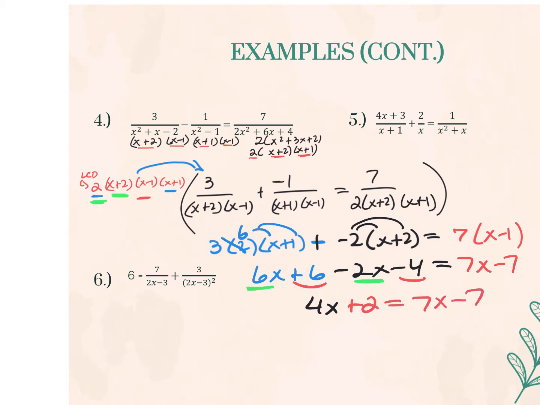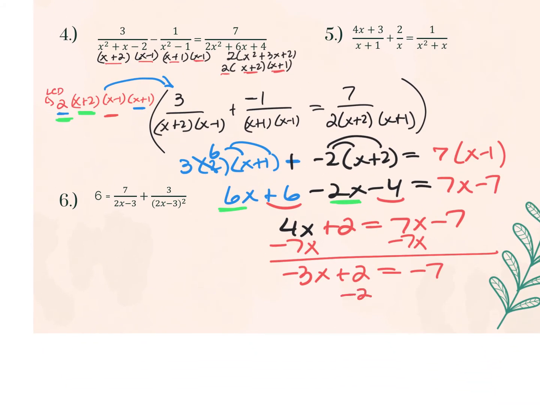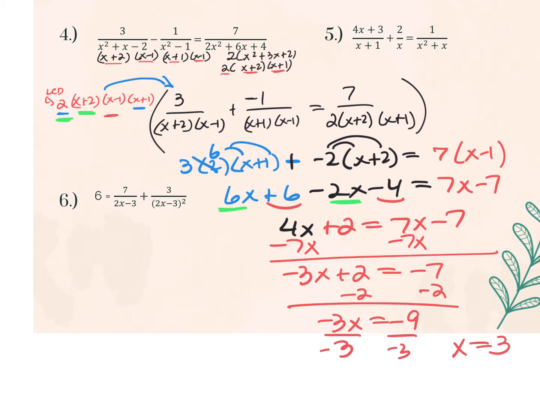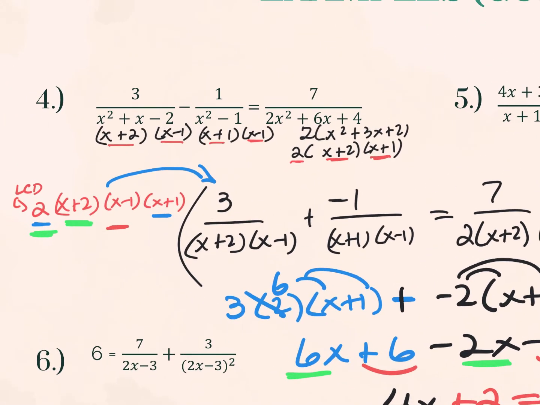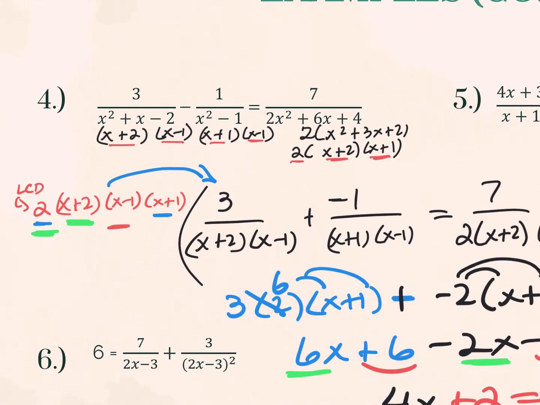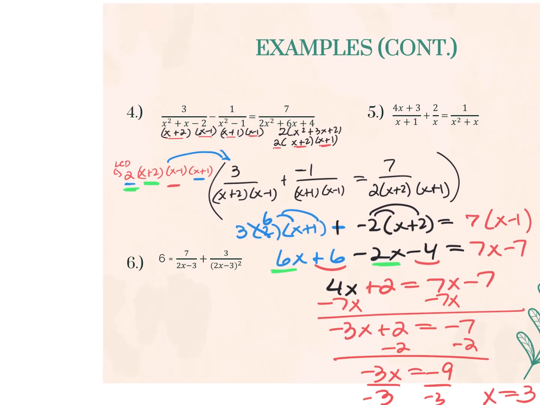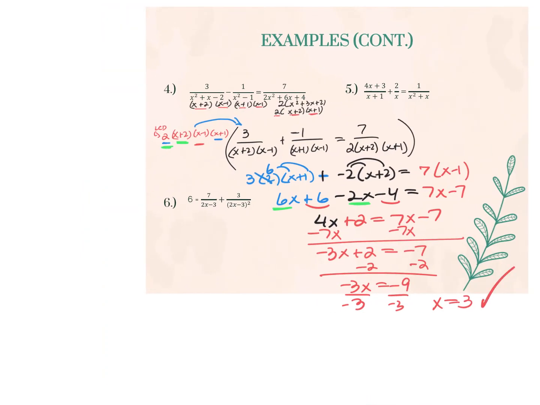Just rewrite that right side. And now start putting my like terms together. Move the 7x. You could also move the 4. It doesn't matter. Move the 2. -3x equals -9. Divide by -3. And x equals +3. Notice no matter where I put it up there, it's not going to make any of my denominators 0. So x equals 3 is a good answer.